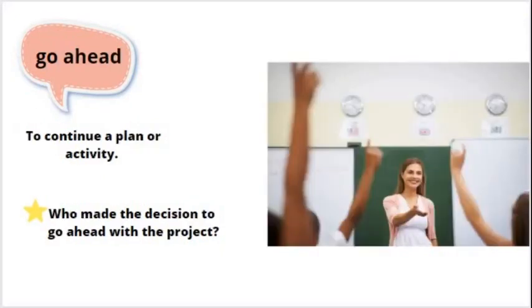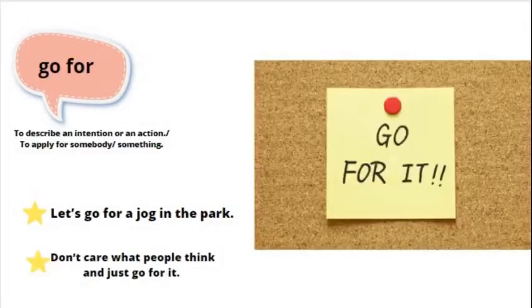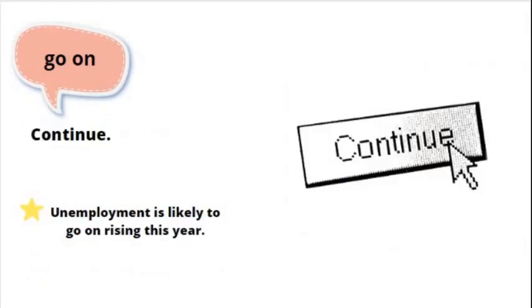Go ahead. Go ahead means to continue a plan or activity. Example: who made the decision to go ahead with the project? Go for. Go for means to describe an intention or an action, or to apply for somebody or something. Example: let's go for a jog in the park. Don't care what people think and just go for it. Go on. Go on means to continue. Example: unemployment is likely to go on rising this year.